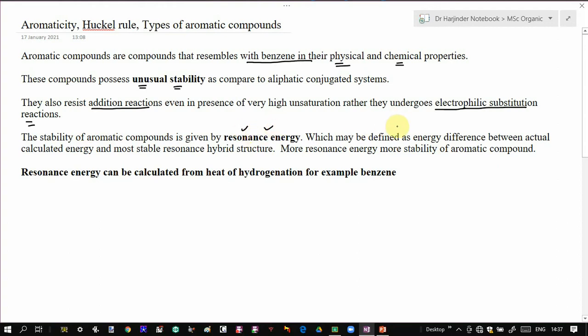So the stability of these aromatic compounds is given in terms of resonance energy. And this resonance energy can be defined as the energy difference between the actual calculated energy of that particular molecule and the energy of the most stable resonance hybrid.